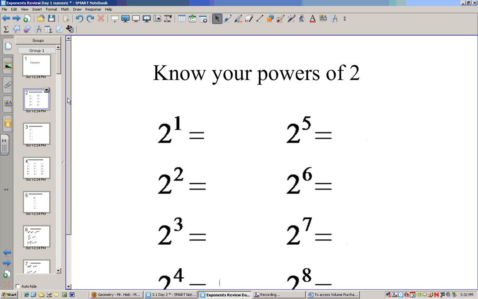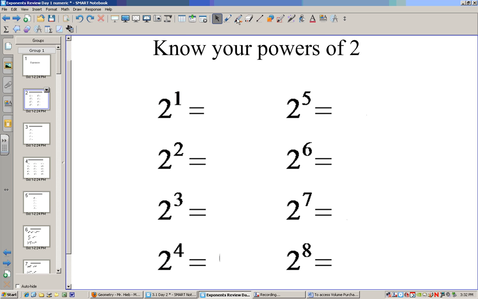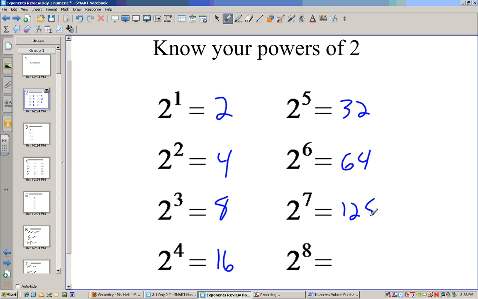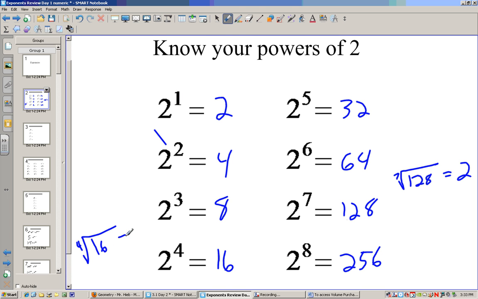The first thing we'll expect you to know is all of your powers of 2. So 2, 4, 8, 16, 32, 64, 128, and 256. We'll want you to know these forwards and backwards. So I want you to know that 2 to the 7th is 128. I also want you to know that the 7th root of 128 is equal to 2. Also, similarly, the 4th root of 16 will be 2.